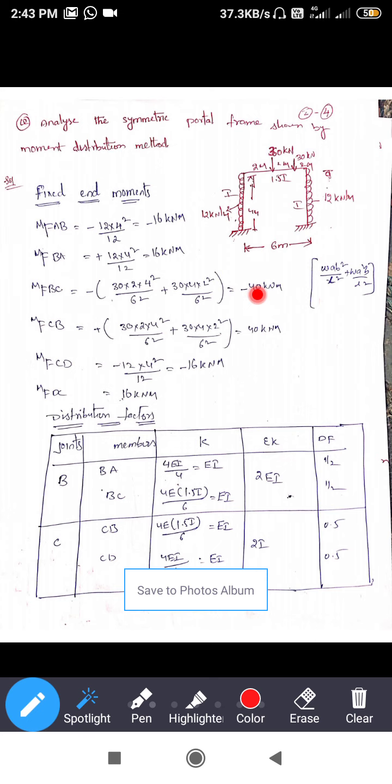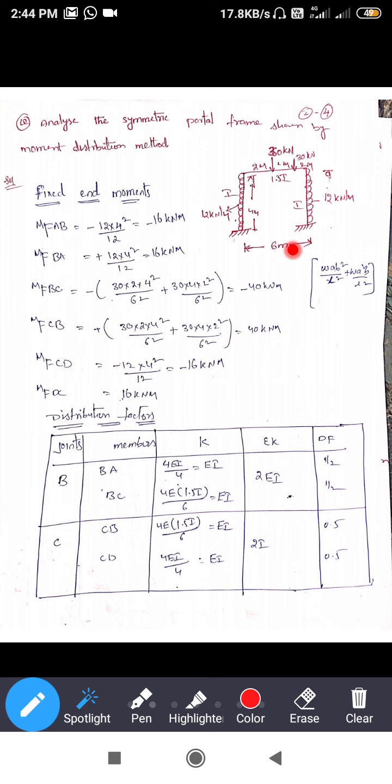Okay. So next, the moment force C to D. So the UDL load is acting at C to D. So you can apply the UDL formula, that is WL square by 12. So W is 12, L is 4 meter, by 12. So we got minus 16 kilonewton meter. The same as the moment force due to C, so it is also the same, but the sign changes.